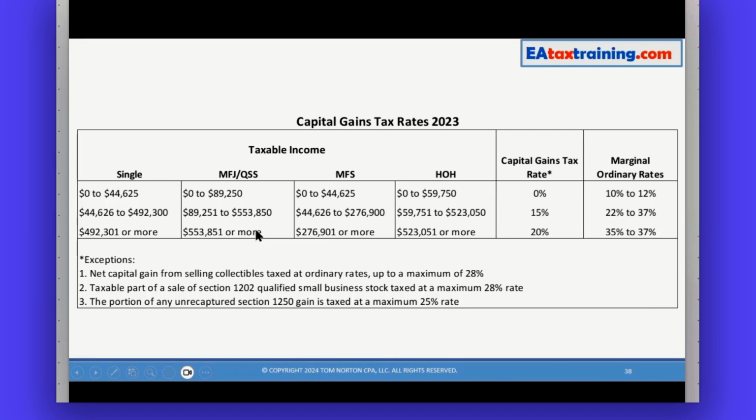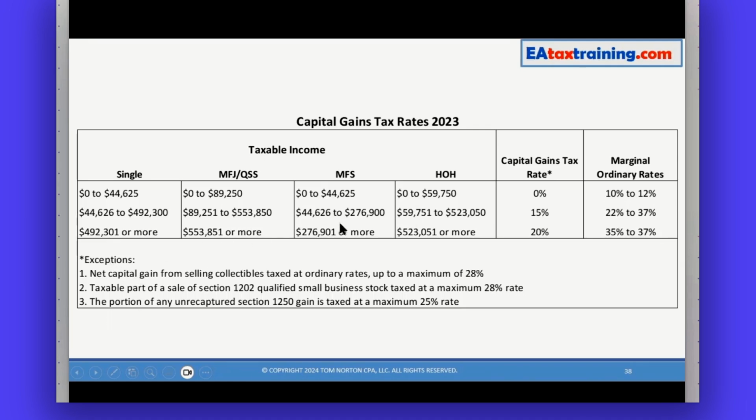And then you get to this third bracket, which is the high earners. Their capital gains tax rate is 20%, but that compares to 35 to 37% for their ordinary tax rate. So you can see you're saving anywhere from 10% up to 17% in taxes on your long-term capital gains. This is why investors want capital gains taxes rather than ordinary tax rates.